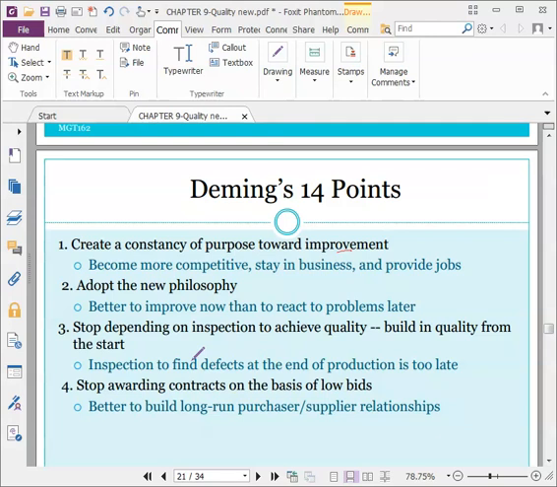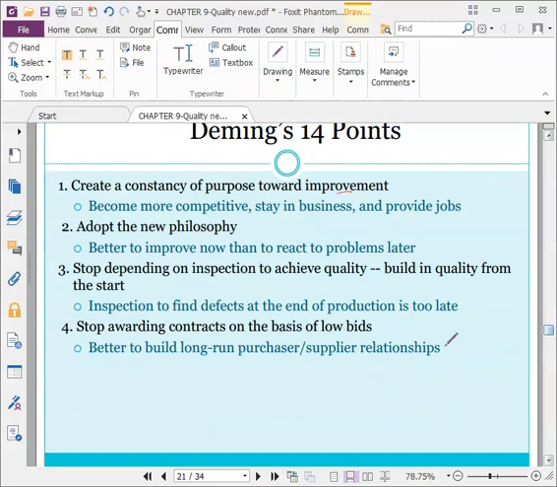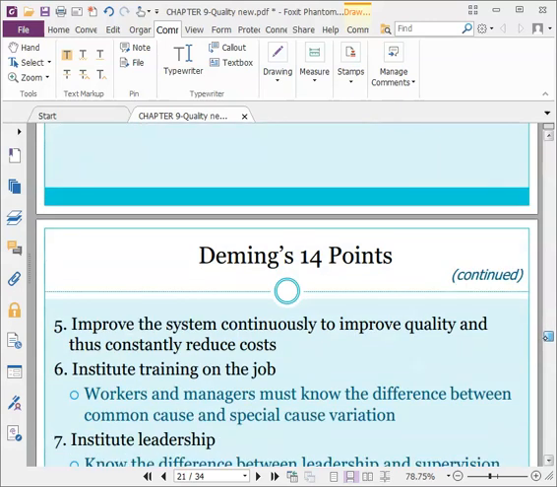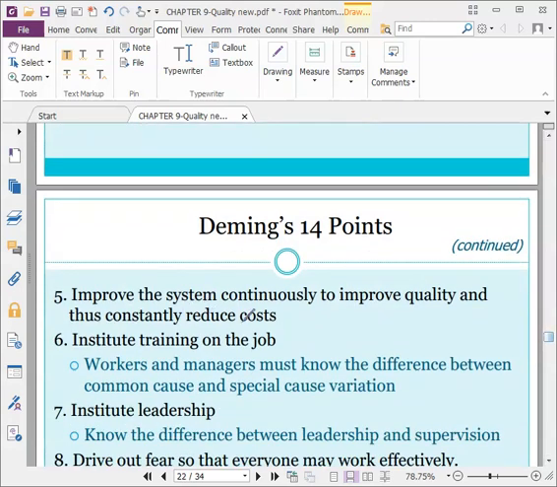And then dia kata stop awarding contracts on the basis of low bid. Okay, better to build long run to create the supplier relationship. Ini in terms of kita nak bekerja sama kan untuk supply kan ataupun buat kontrak dengan supplier. So lebih baik kita buat dia dalam jangka masa yang panjang. Okay, lebih menguntungkan maksudnya. And then the fifth one, improve the system continuously to improve quality and will constantly reduce the cost.